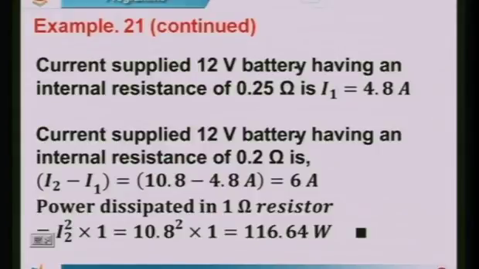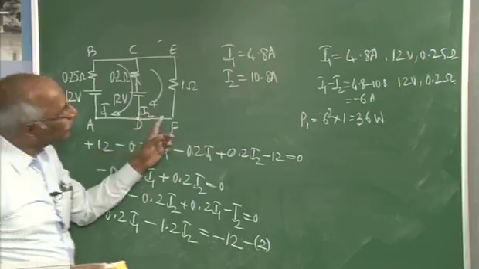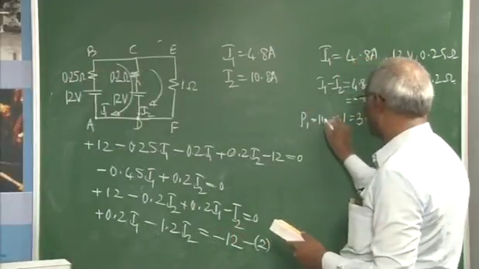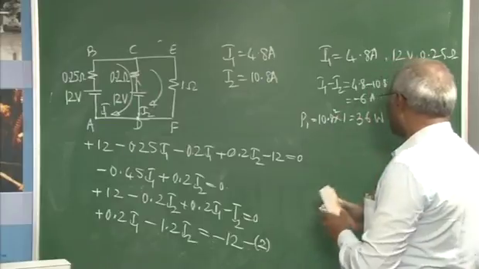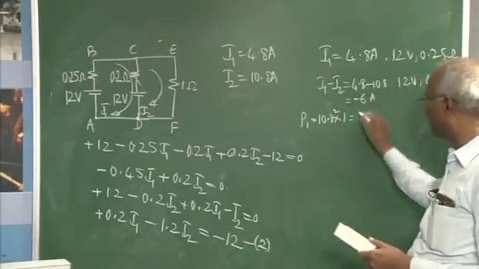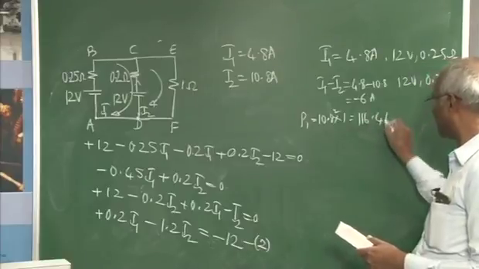Six amperes power dissipated in ohm. I2 being 10.8, it is not 6 amperes, it is 10.8 squared into 1, that comes to 116.4 amps.